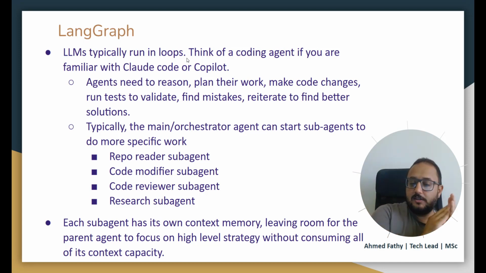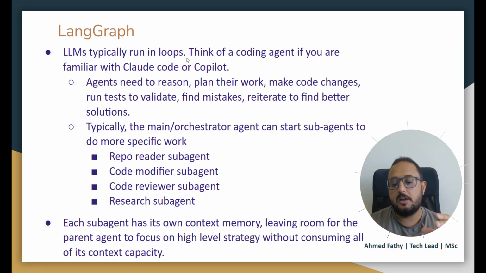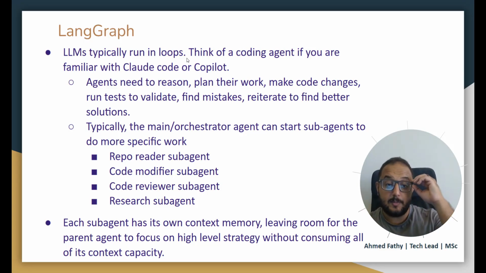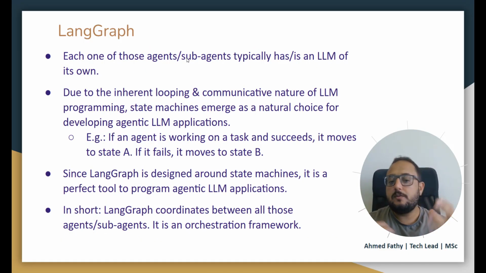So each sub-agent has its own context memory, which is very important, because this leaves room for the parent agent to focus on high-level strategy without consuming all of its context capacity, because context rot is a very serious problem. So each one of those agents or sub-agents typically has or is an LLM of its own. So for example, you can use Haiku for one of those, and then you can use Opus for another one, and then use DeepSeek for a third one, and so on.